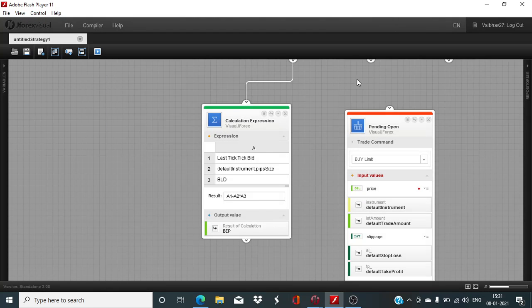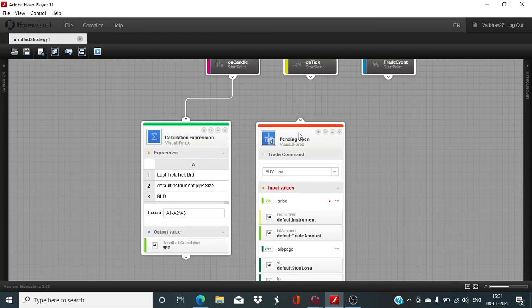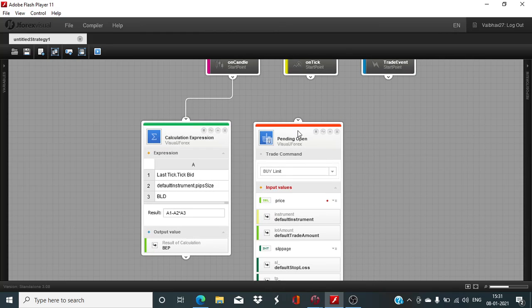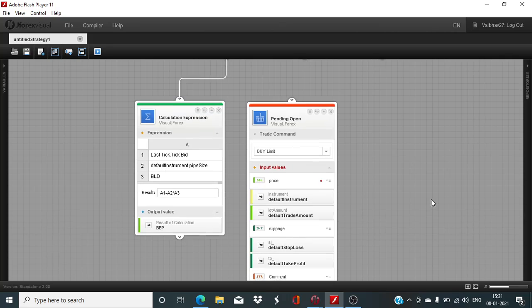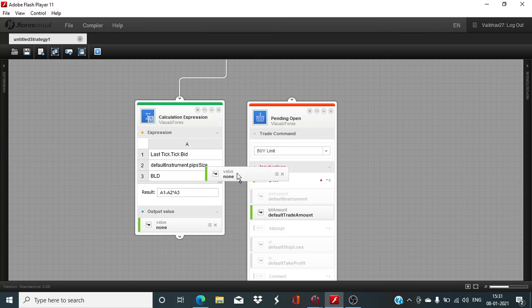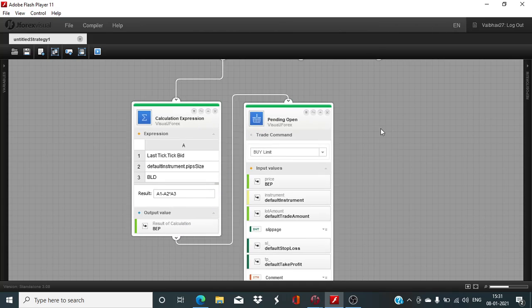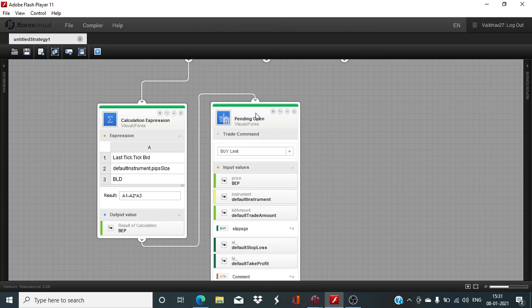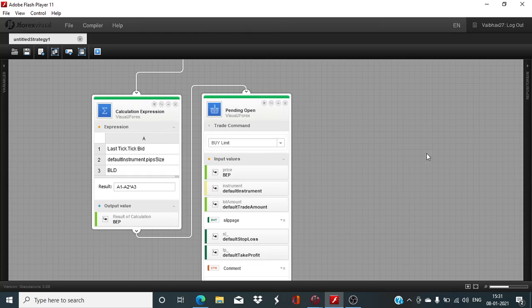So this way you can define the price as per your requirement. I have included this buy limit order price just for the example, and you can go for sell trade, you can go for buy stop, you can define the requirements, and accordingly you will have to carry out the calculation, and then whatever is the result you need to put it here.